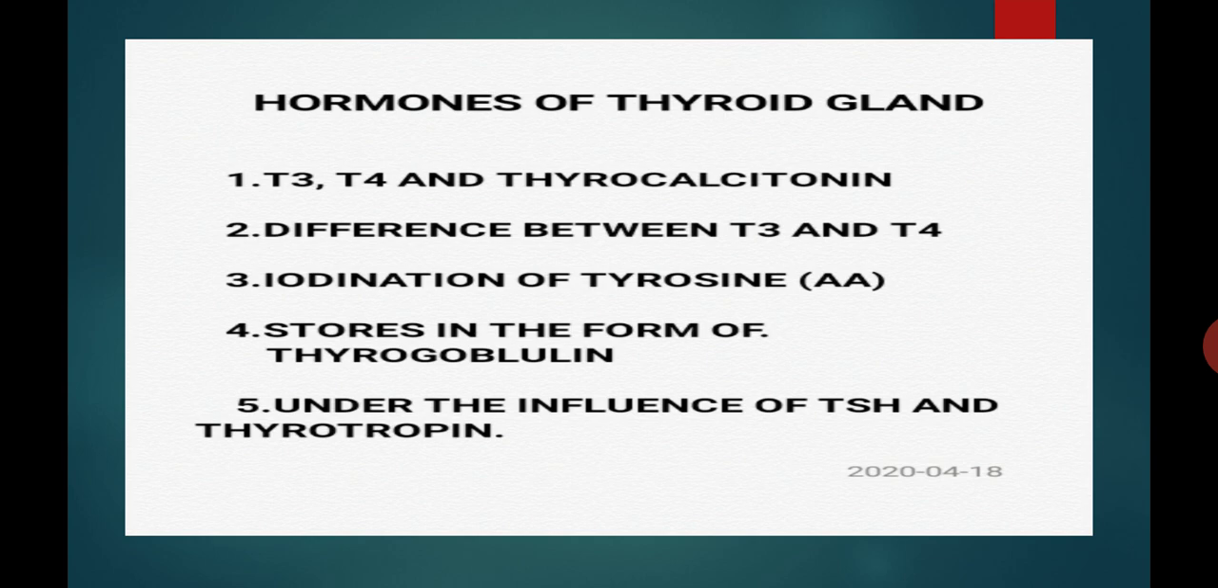I repeat, students, if the body requires T3 and T4 hormones and there is a deficiency of iodine in the food, then T3 and T4 hormones cannot be synthesized. Then under the control of TSH hormone, which is secreted by the pituitary gland, thyroglobulin breaks up and T3 and T4 hormones are released into the blood and they perform their functions. Students, the full form of TSH is thyroid stimulating hormone.